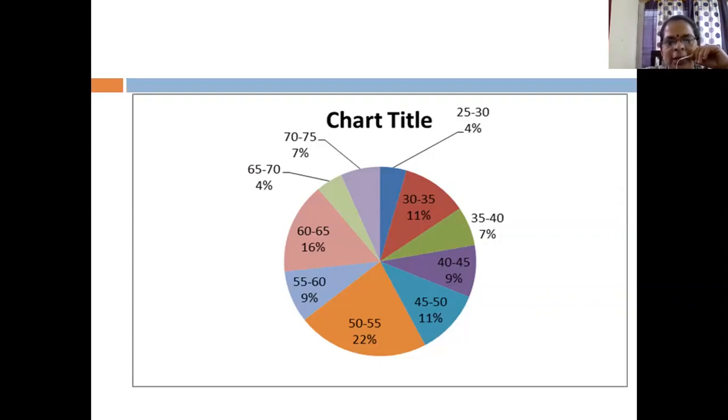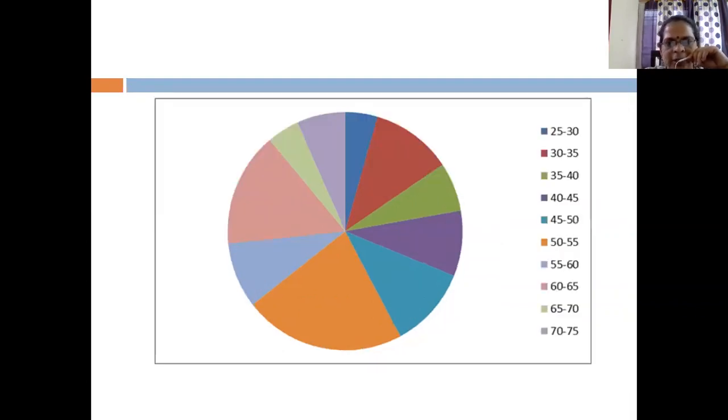So if you don't want this type of pie diagram, you can go for the next one, where it is directly converted. For example, for 25 to 30, the frequency was 2. So 2 by 45 into 360 degree. Like that, take each frequency and convert it into a degree measure. You start from any point, then you start measuring the degree measure. And the maximum is 10, which comes under 50 to 55.